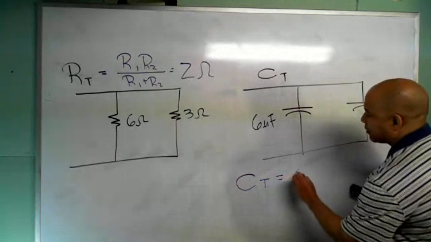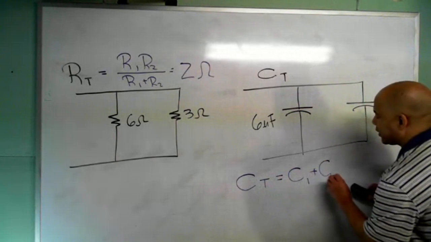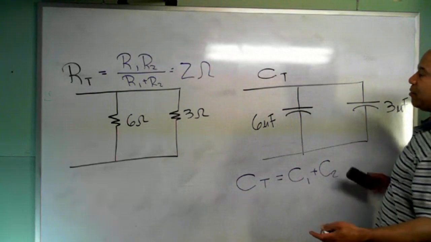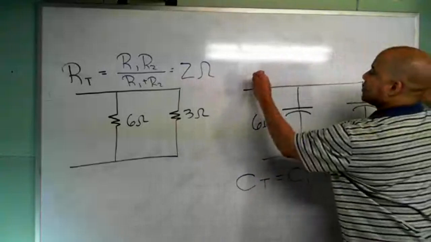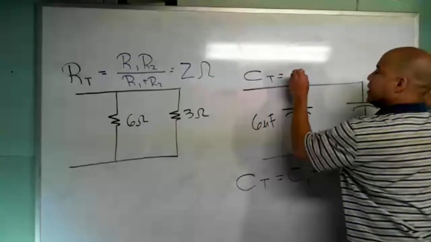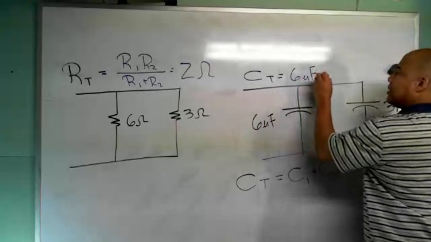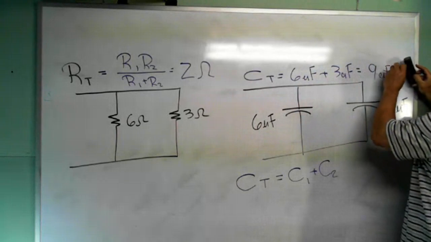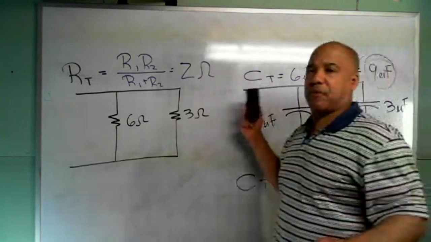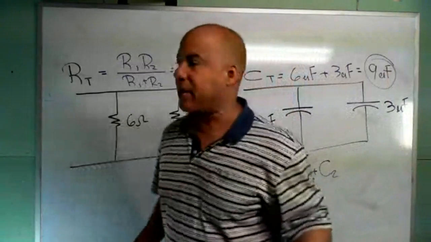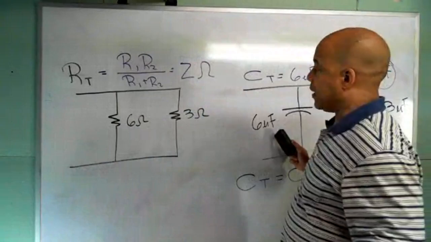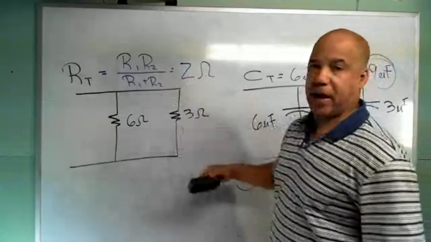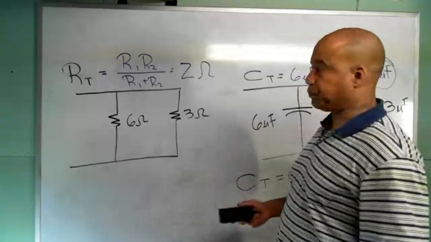So the total capacitance here is going to be C1 plus C2. Since they're in parallel, I have to add them up, just like I would add up resistors in series. In this case, the total capacitance is 6 microfarads plus 3 microfarads, which gives 9 microfarads. The takeaway from this example is that capacitors in parallel act like resistors in series. If these resistors were in series, I wouldn't do all this math, I would just add them up and get 9.